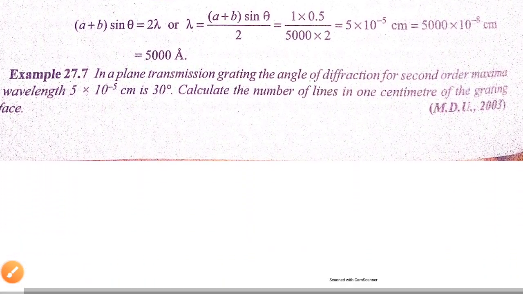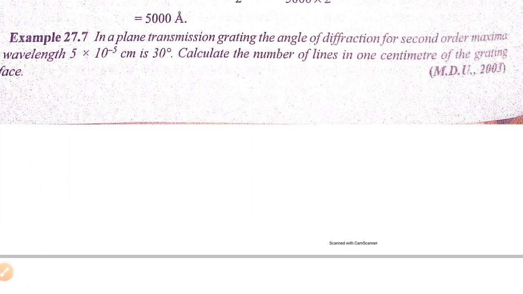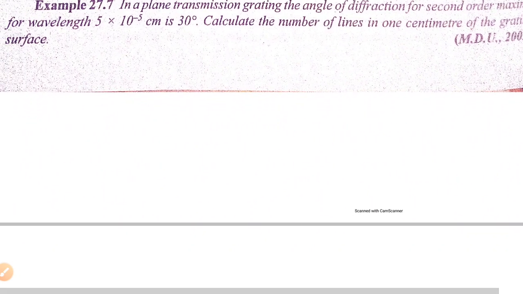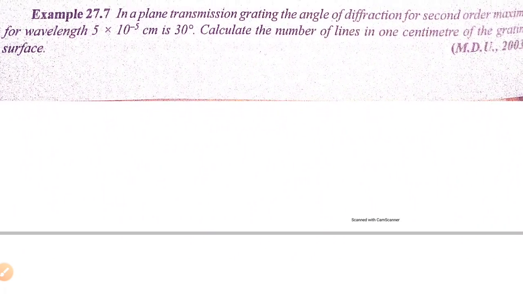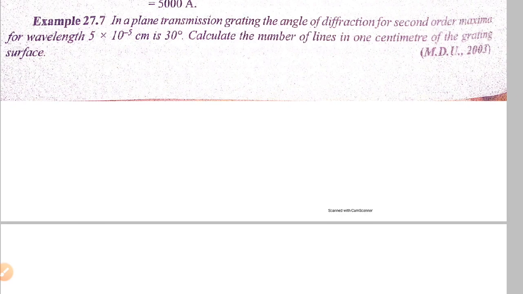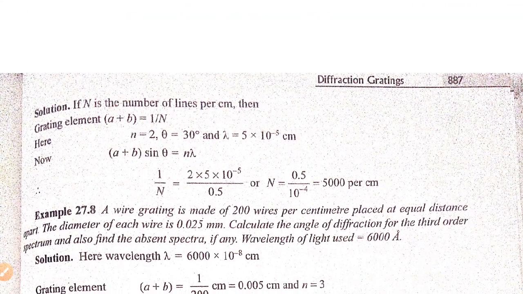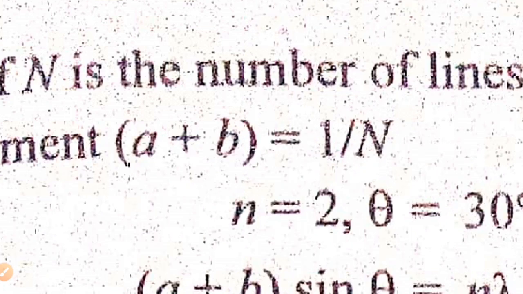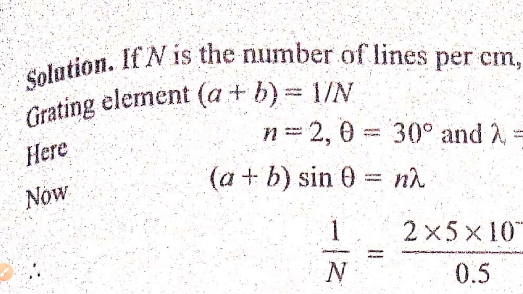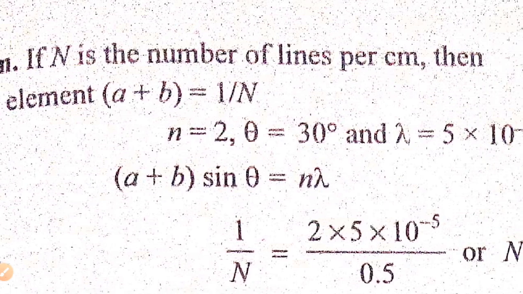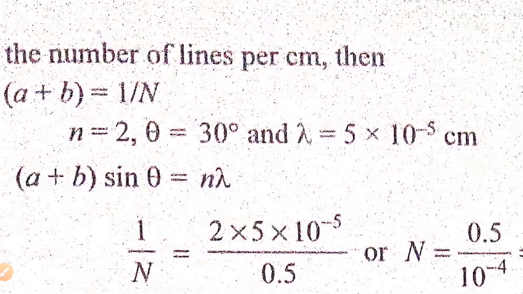So move further. In a plane transmission grating, the angle of diffraction for the second order maximum of wavelength 5 into 10 to the power of minus 5 centimeter is 30 degree. Calculate the number of lines in 1 centimeter of the grating surface. Here n is the number of lines per centimeter. We know the formula a plus b is equal to 1 by n. Here the second order is given, n is equal to 2, theta is 30 degree, lambda is 5 into 10 to the power of minus 5 centimeter.